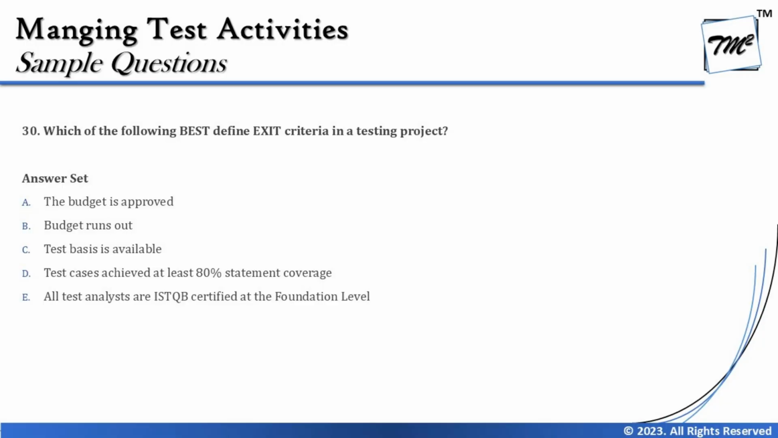So let's get started. The very first question of chapter 5 we have for you is question number 30, and it says: which of the following best defines exit criteria in a testing project? At a very high level, quick recollection: exit criteria are the set of criteria which determine that testing is complete and we have achieved our goals and objectives and we can go ahead and stop testing. That means no more testing is required and we are good to stop testing and hand over the product to the business.